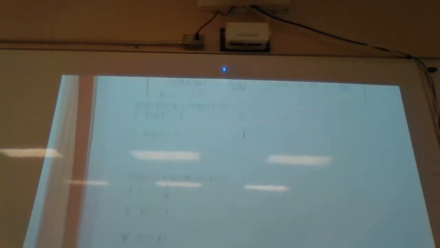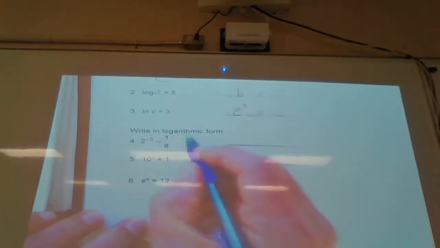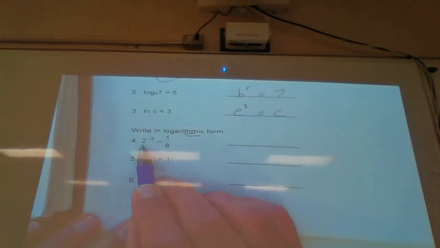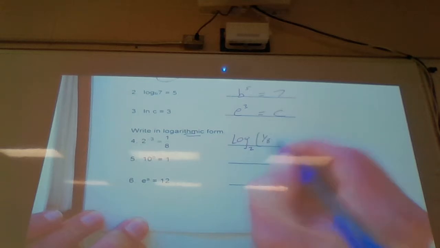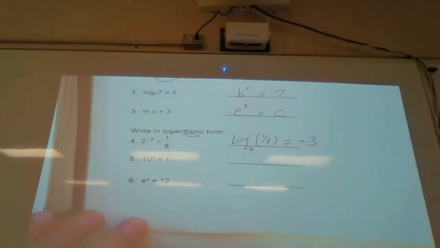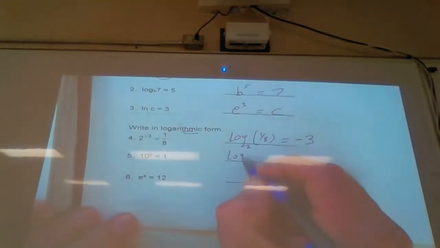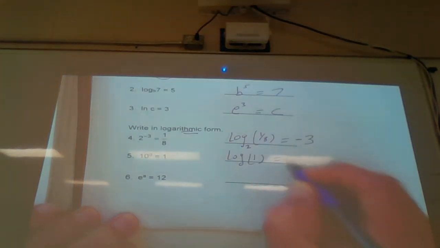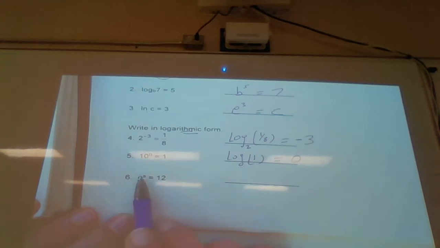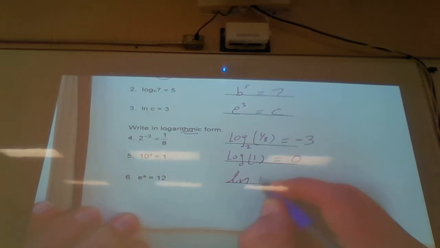Now we're going to go the other way. We're going to change from exponential form into logarithmic form. So the base is 2, so it's going to be log base 2 of 1/8 is equal to -3. This one here, that's a base 10, so that's a log. I don't have to put anything because that's a base 10 if I don't put anything. Is equal to 0. This one is a base e, so I can write natural log, ln of 12 is equal to a.